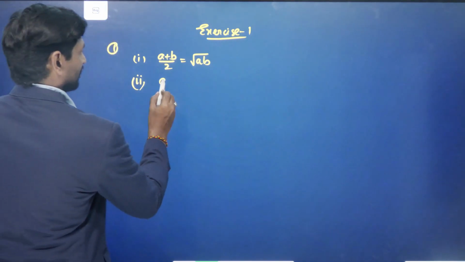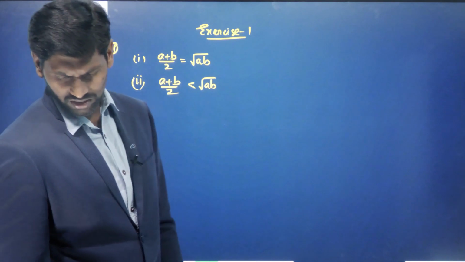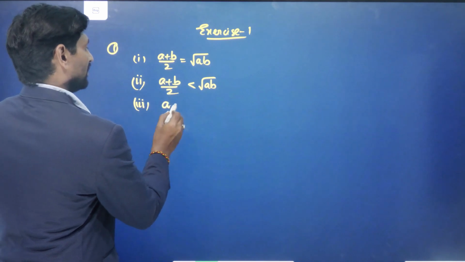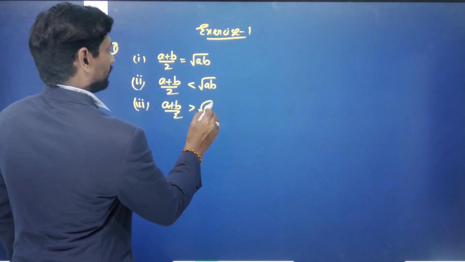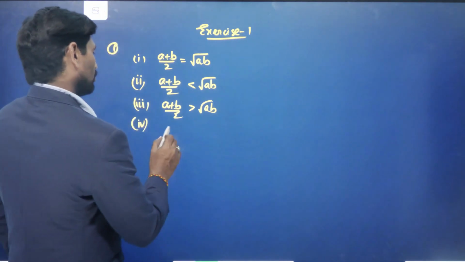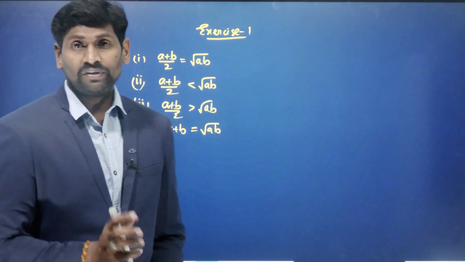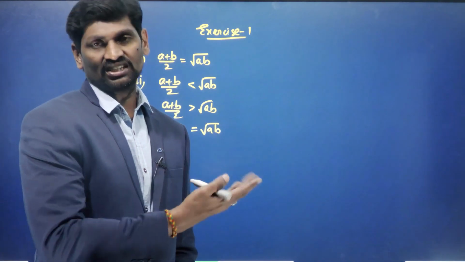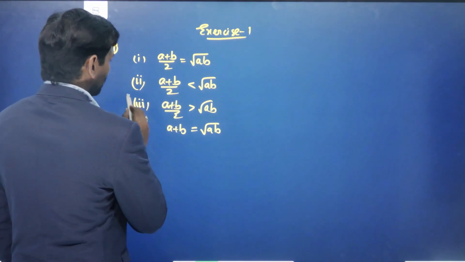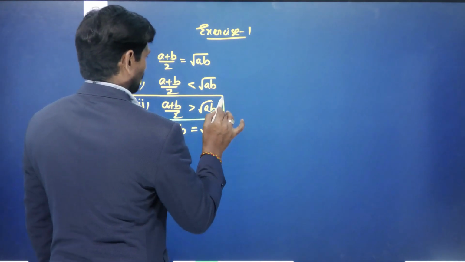Then second one, (A plus B) by 2 is less than root AB. Okay? Next, third condition, (A plus B) by 2 is greater than root AB. And the fourth condition is given that A plus B equals to root AB. So, according to our previous class, we discussed that arithmetic mean is greater than the geometric mean and geometric mean is greater than the harmonic mean. So, our required option is this.